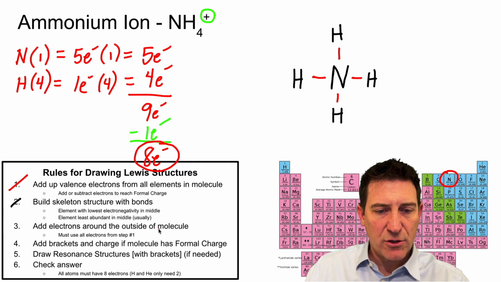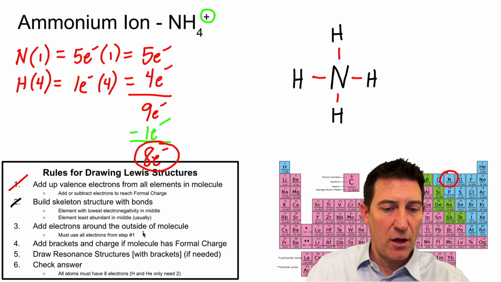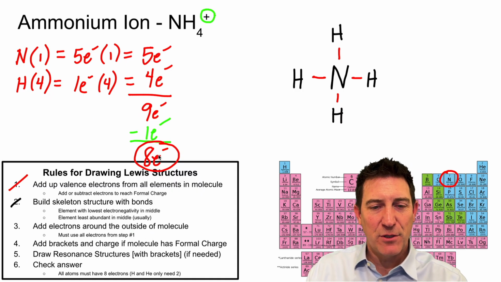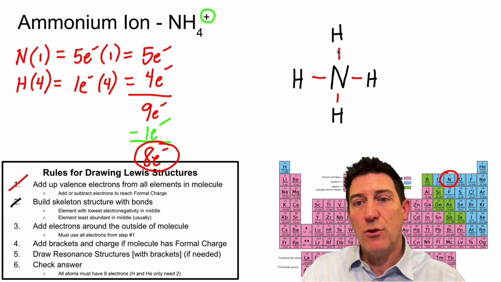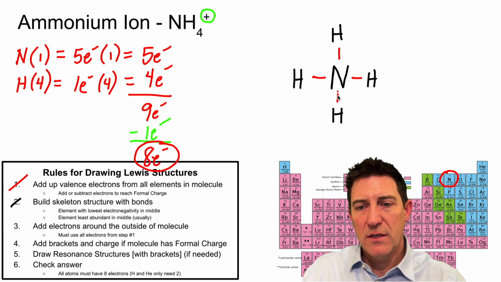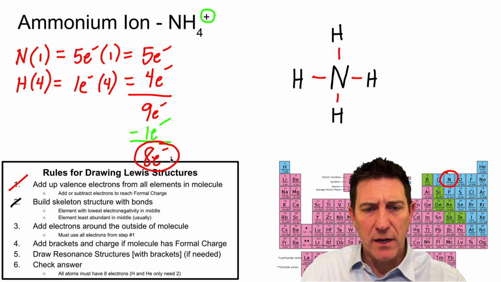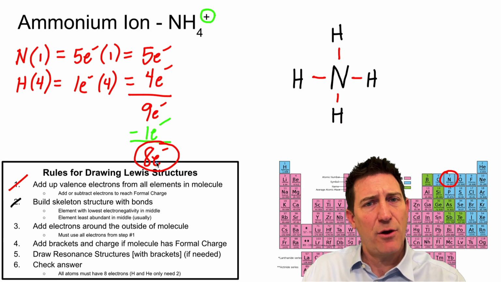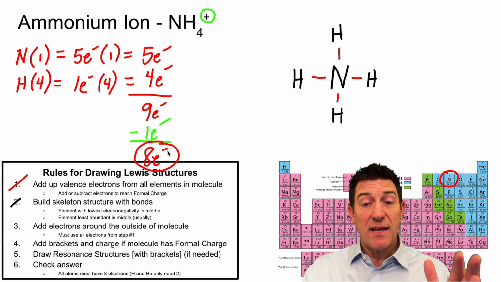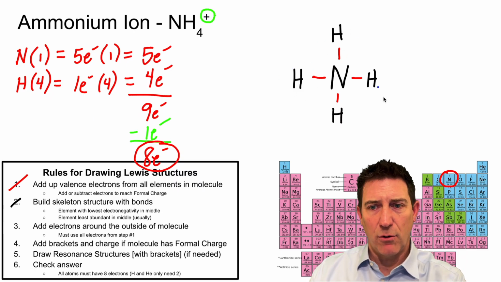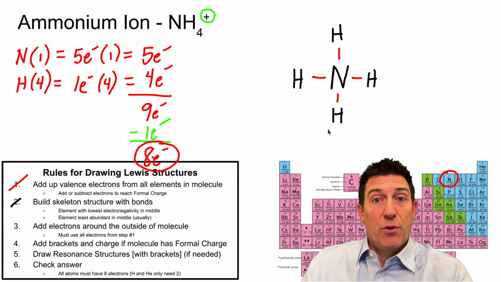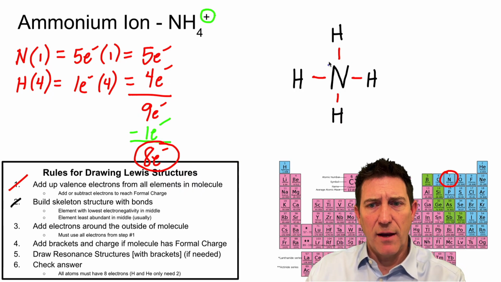Now I need to add electrons around the outside of the molecule. I need to use all of them from step 1. So 8 electrons. So far, I've used 2, 4, 6, 8. Well, wait a minute. That's all of them. I can't put any more electrons on here because I only calculated 8. But that should make sense. If we look, hydrogen can't hold any more. This hydrogen can't hold it. That one. None of the hydrogens can hold any more electrons. And nitrogen's filled up. It has 2, 4, 6, 8 around it.